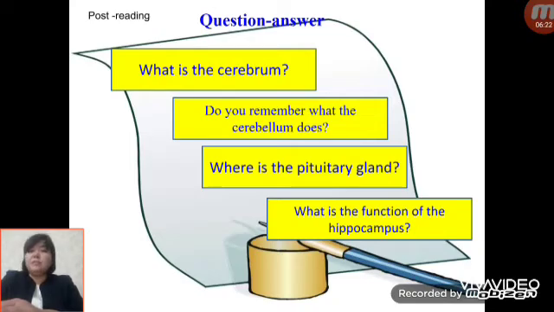Now let's answer to my questions. What is the cerebrum? Do you remember what the cerebellum does? Yes, you are right. Where is the pituitary gland? What is the function of the hippocampus? Okay, you answered all the questions very well.